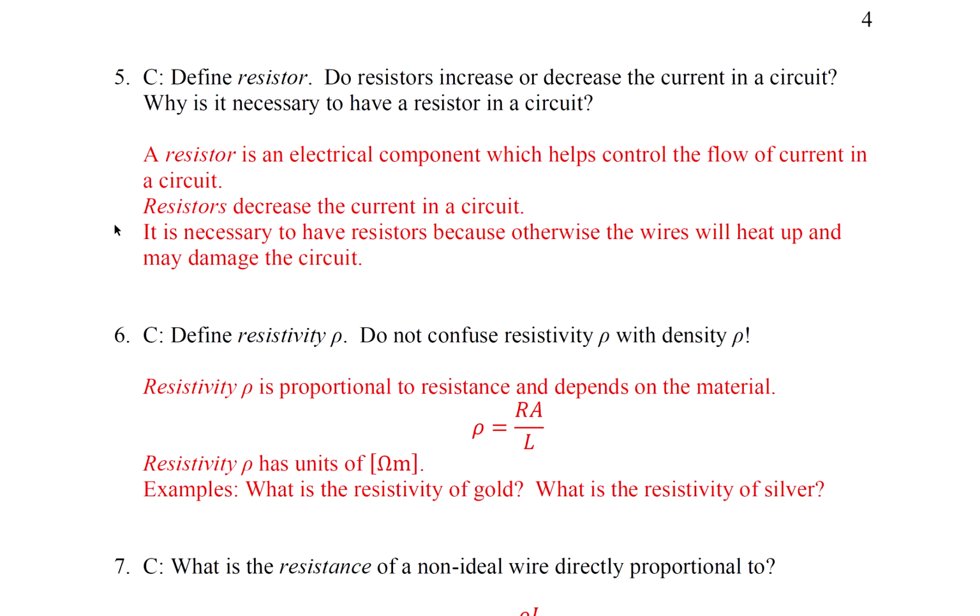Question 5. Define resistor. Do resistors increase or decrease the current in a circuit? Why is it necessary to have a resistor in a circuit? A resistor is an electrical component which helps control the flow of current in a circuit. Resistors decrease the current in a circuit. It is necessary to have resistors because otherwise the wires will heat up and may damage the circuit.